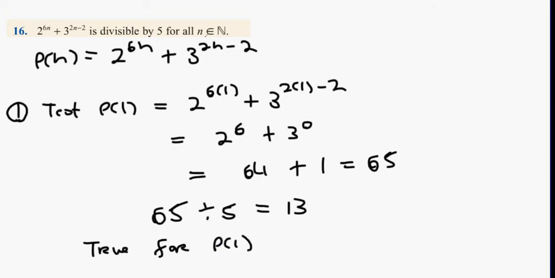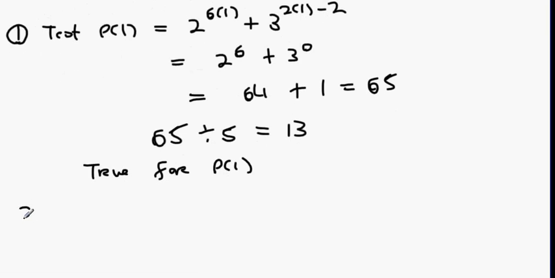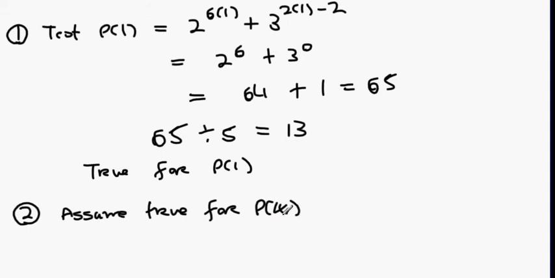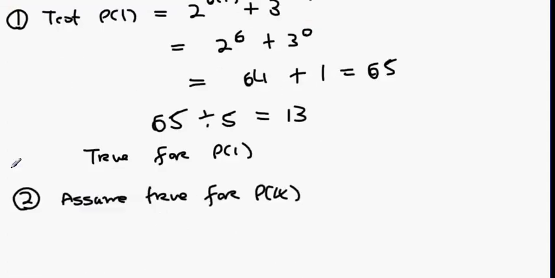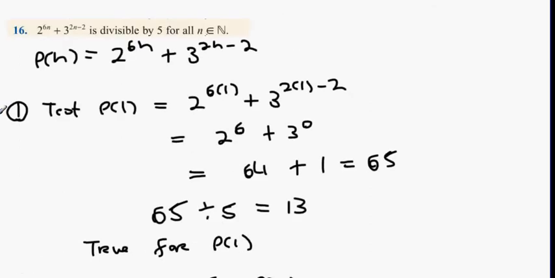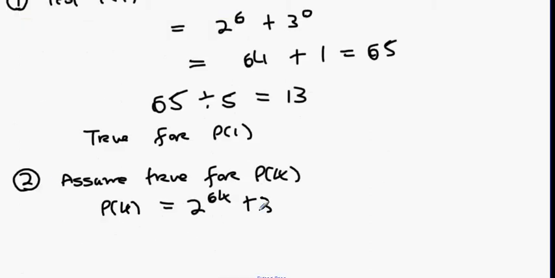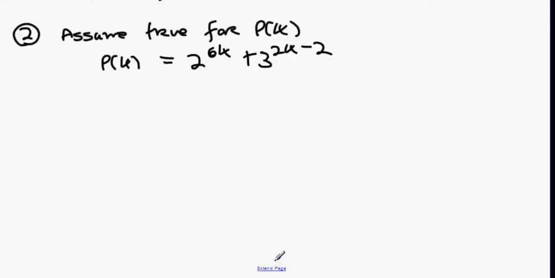Now, step 2 is to assume true for P of k. So we're assuming true for P of k. So P of k equals 2 to the power of 6k plus 3 to the power of 2k minus 2, just replacing n with k. Now, part 3 is test P of k plus 1.